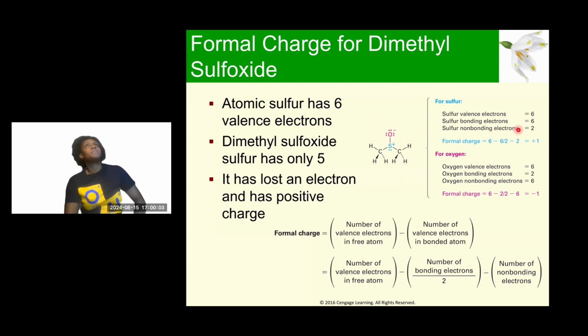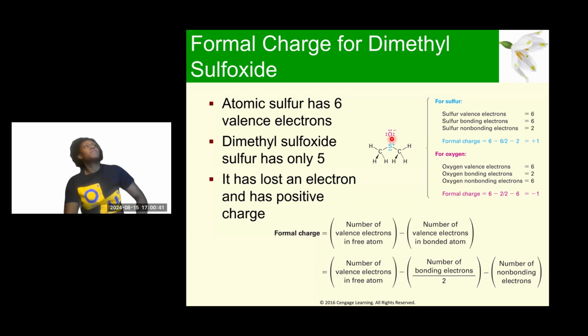So how do we calculate that? Well, sulfur has 6 valence electrons. Sulfur bonding electrons are 6, and sulfur non-bonding electrons are 2. For the bonding electrons of sulfur, there's 2, 4, 6, because each of these bonds represents 2. So that's 6, and we get the 6 here. So if you say 6 minus 6 divided by 2 minus 2, which equals plus 1, you know that sulfur has a formal charge of plus 1. Now, I know I'm going through this fast, and because you guys should have known this from general chemistry, I will slow down when I show you another quick way you can do it in organic chemistry.